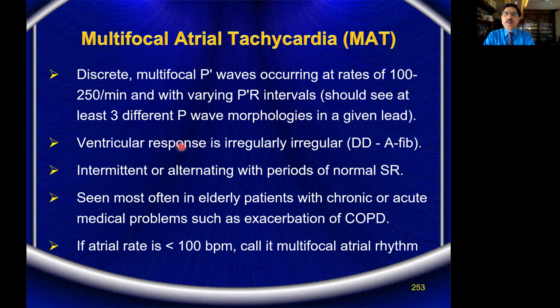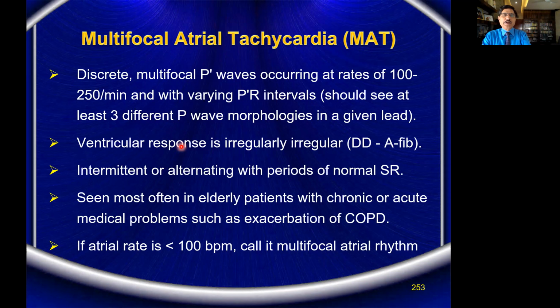Here what are seen? The P waves are seen, and these have at least 3 different morphologies. The ventricular response is highly irregular, just like atrial fibrillation, intermittent or alternating with periods of normal sinus rhythm. There could be a tachycardia for some time, then normal sinus rhythm, then again tachycardia followed by sinus rhythm, like that, alternating or intermittent.